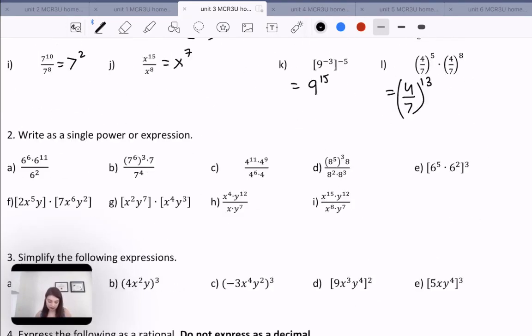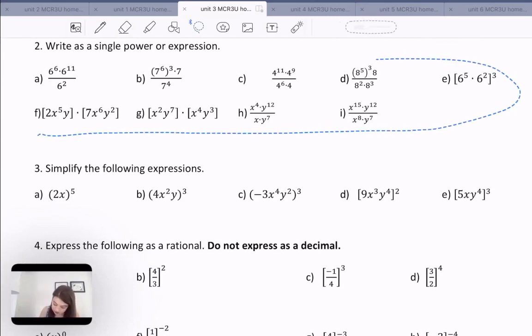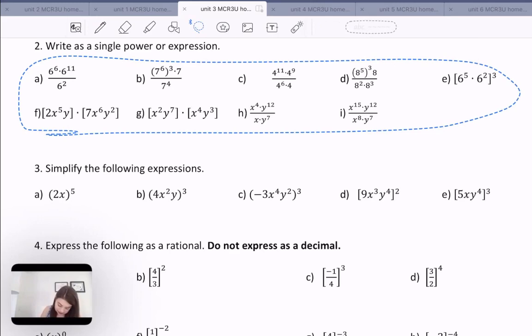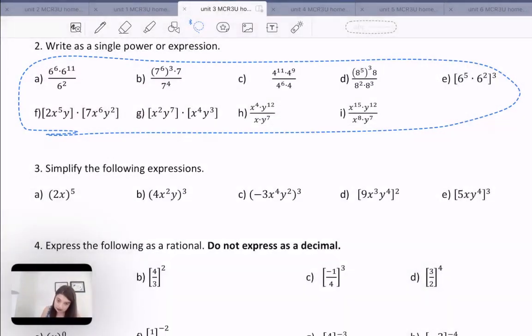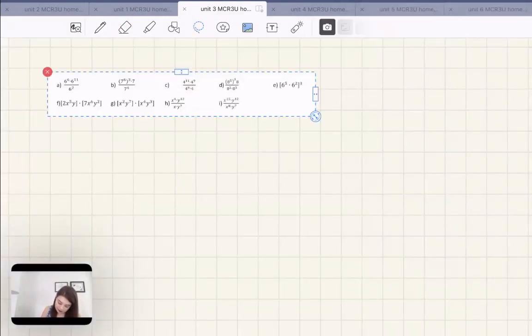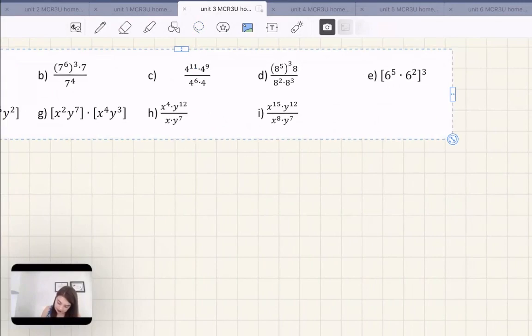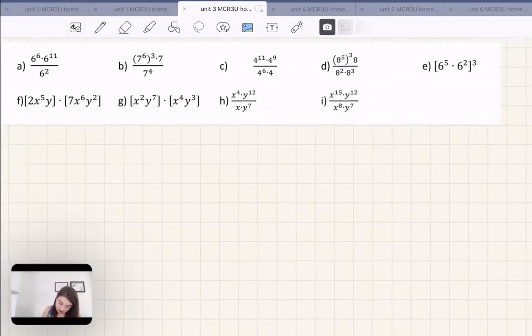Now here it says, write as a single power or expression for all of these ones. And for this one, I think we're going to need some more room. So I'm actually going to copy all of this. And we're going to put it on a new graph paper. Beautiful. Okay, let's make it a little bit bigger. Okay, no, that's good.